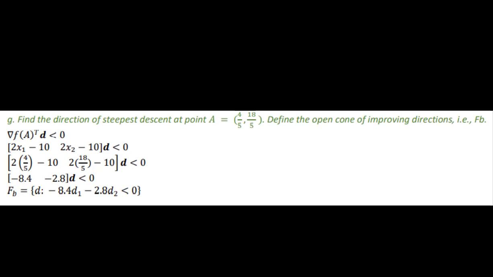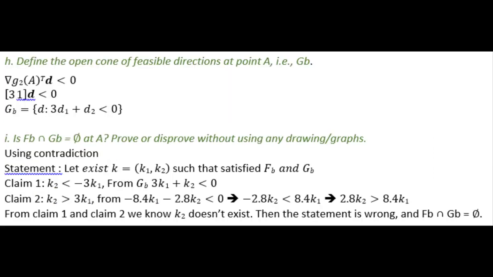And minus of the gradient is the steepest descent direction. So minus of this will be 8.4 and 2.8, and that will be the direction. Let me use a different color. Then in this direction you go 8.4 units in the first axis and 2.8 in the second axis, which is opposite of the gradient. Maybe my hand drawing is not exact, but that is the steepest descent direction, the direction of improvement.